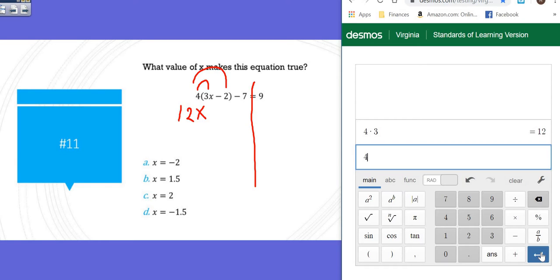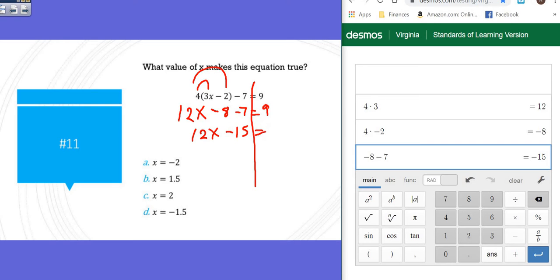Now we've got to multiply 4 times a negative 2, which gives me negative 8, and then I bring down negative 7 equals 9. Now let's use our calculator again, and we're going to combine like terms. I'm going to bring down the 12x, but before I move down any numbers, I'm going to put in negative 8 minus 7, which gives me minus 15 equals 9. So now I can just start solving. So I'm going to add 15 on each side.